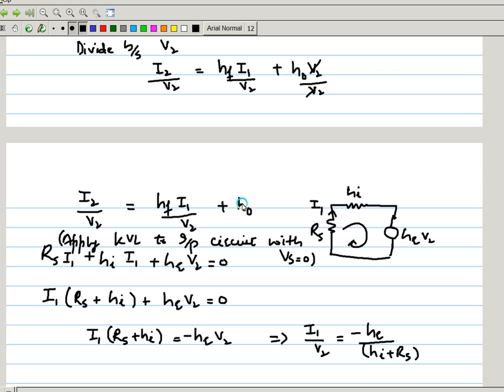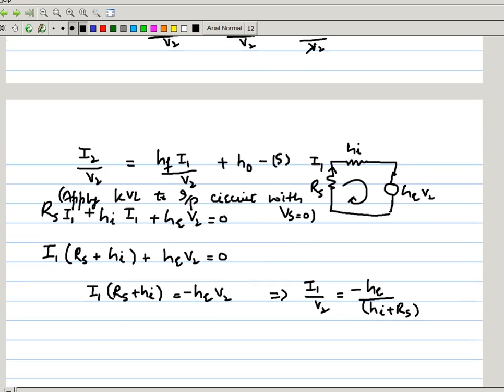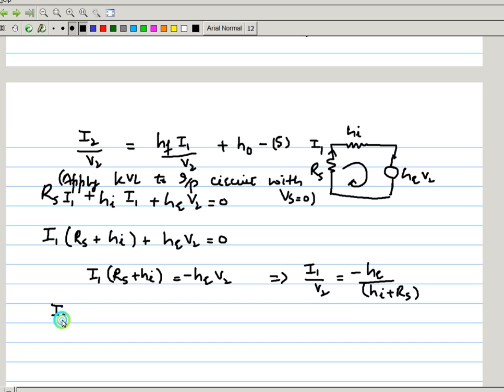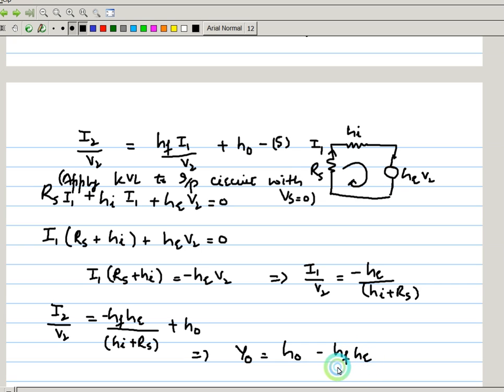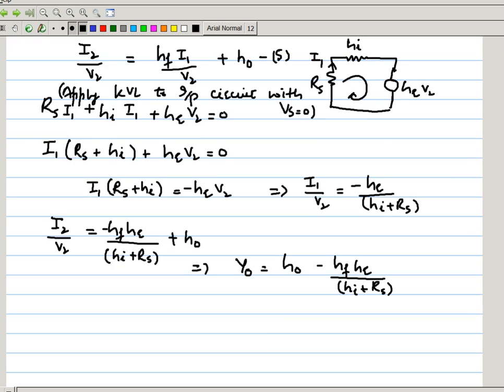This term I1 by V2 we substitute into the earlier equation, equation 5. So what we'll get is I2 by V2 equal to HF minus HF HR upon Hi plus Rs, plus HO. We can write it as I2 by V2, which is the output admittance, is HO minus HF HR upon Hi plus Rs. We can notice that in this output admittance, all of the H parameters are involved: HF, HR, Hi and HO.